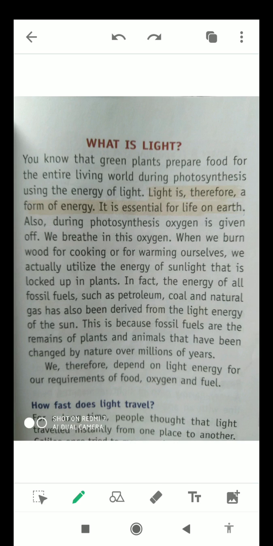In fact, the energy of all fossil fuels such as petroleum, coal and natural gas has also been derived from the light energy of the sun. Okay students? This is because fossil fuels are the remains of plants and animals that have been changed by nature over millions of years. We therefore depend on light energy for our requirements of food, oxygen and fuel. So not only does light give us energy, it also gives us food, oxygen and fuel.